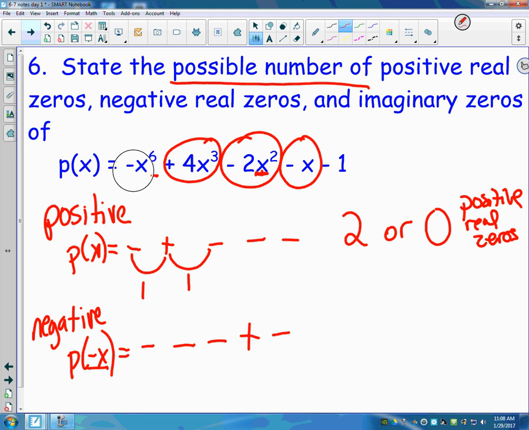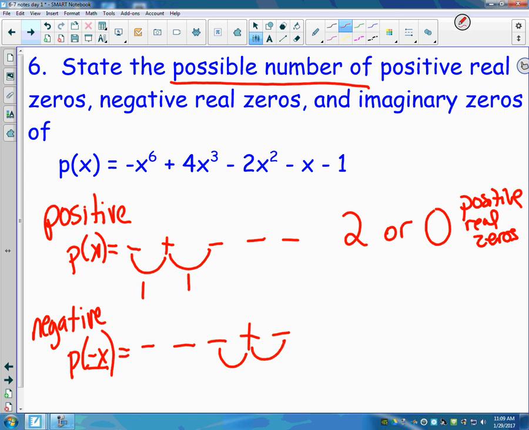So for me, I don't actually do the work on this. I just think even exponents keep the same sign, odd exponents change signs. And please write questions if you have them, and we can talk about this in class tomorrow. But it's all about those exponents, whether they're even or odd. And then if you do that, it's the same now as up above. We're just going to count how many times did it change sign. Negative, negative, negative, positive. So it changed here, and then it changed again here. So this one also is 2 or 0, because we have to count down. Negative real zeros.